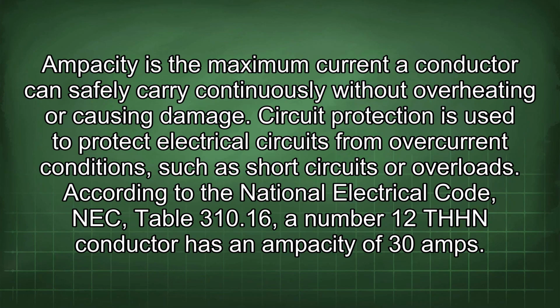Ampacity is the maximum current a conductor can safely carry continuously without overheating or causing damage. Circuit protection is used to protect electrical circuits from overcurrent conditions such as short circuits or overloads. According to the National Electrical Code, NEC Table 310.16, a number 12 THHN conductor has an ampacity of 30 amps.